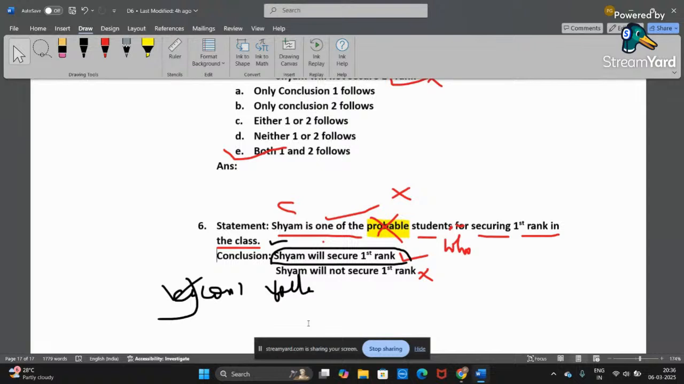Okay, today we have learned many topics, right? We have learned number series, blood relation, data arrangement, visual reasoning, syllogisms, statement assumption, and statement conclusion. These are the 7 topics we have learned today.